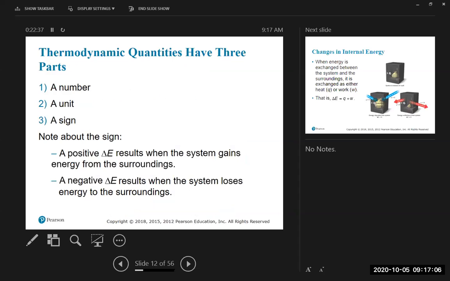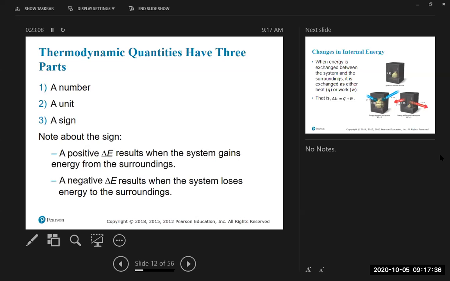So when we talk about thermodynamic quantities, there's three parts to it. There's a number, of course, and a unit. So that's no different than what we've had on pretty much everything we've talked about so far. We always have a number and we have units. But what's different about the thermodynamic stuff is you have a sign. You want to know, is it positive or negative? Because positive or negative tells us if heat's coming in or heat's going out. So the sign is critically important.